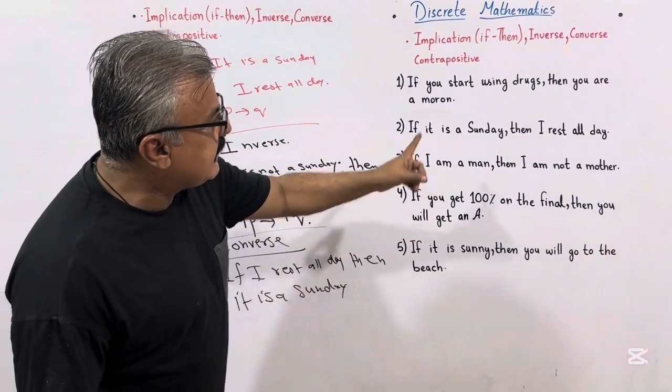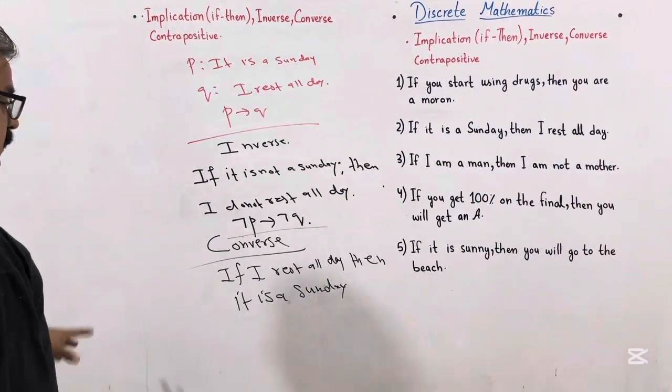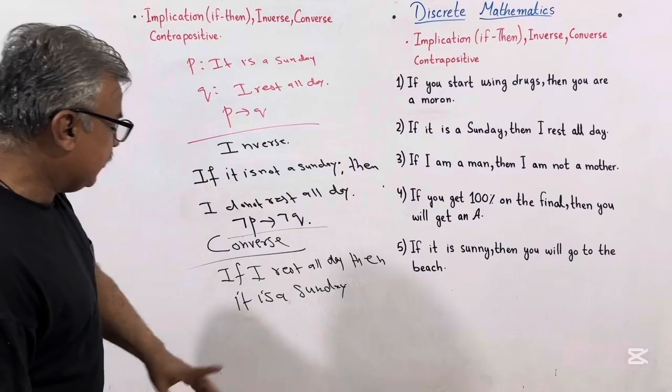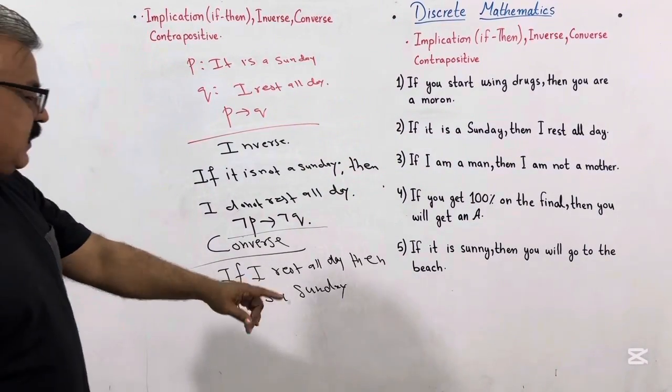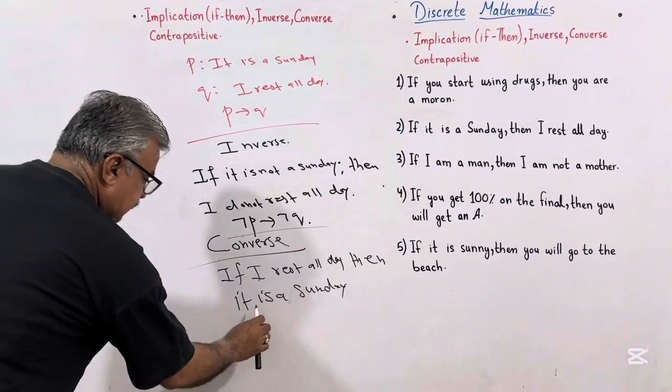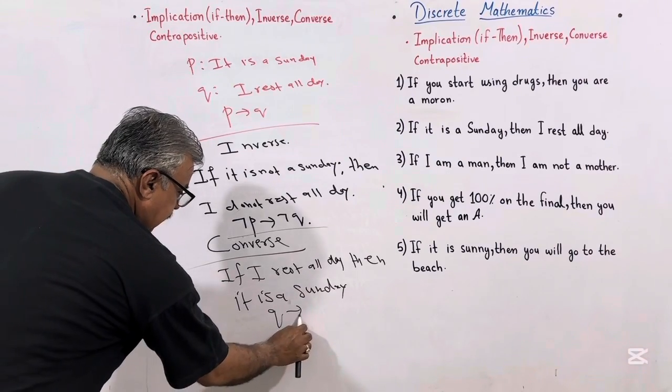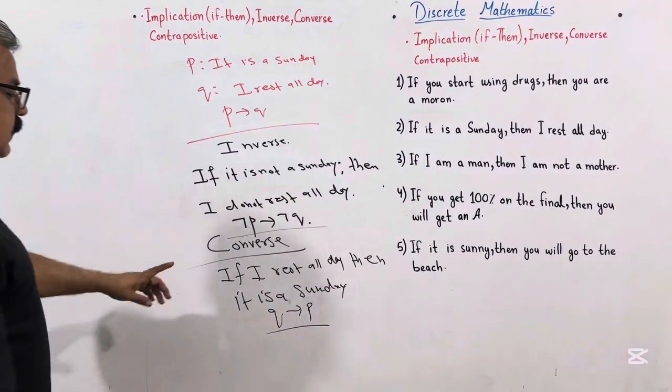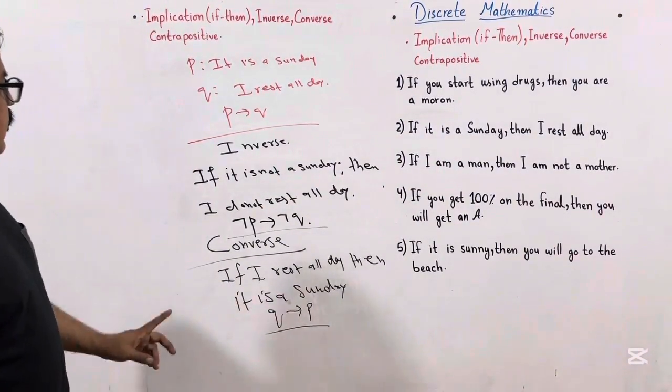If it is Sunday, then I rest all day. Its converse is given by: if I rest all day, then it is a Sunday. In symbols, it can be written as Q implies P.